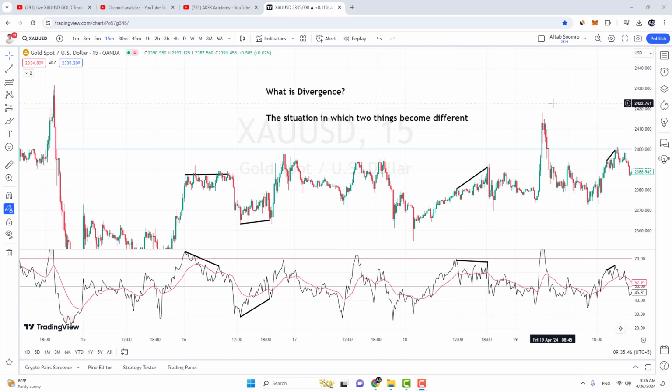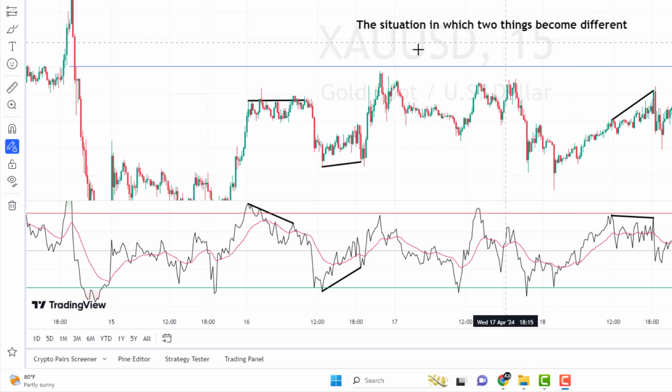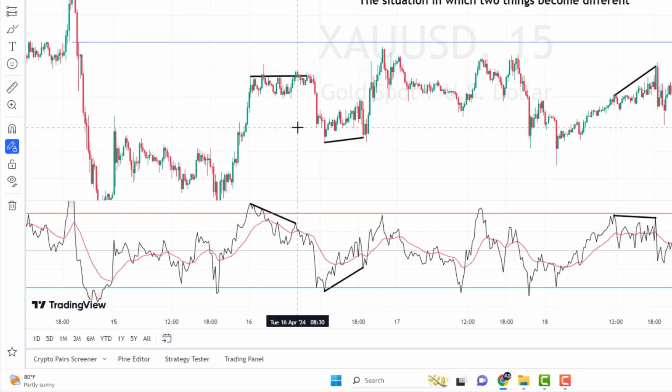The simple definition or meaning of divergence is the situation in which two things become different. It means the price is telling one thing and the indicator, which is RSI, is indicating a different thing. It is showing us that you have to move against what your candles are telling you.